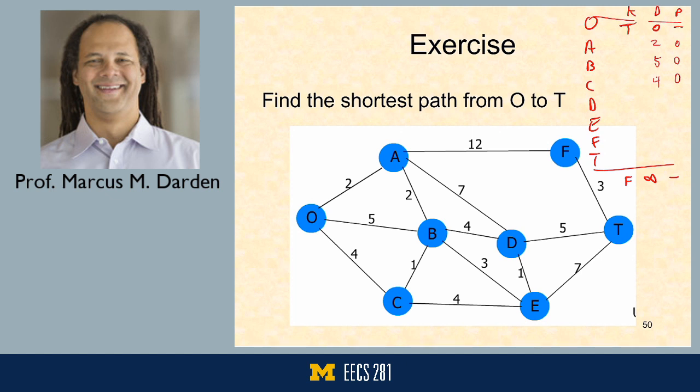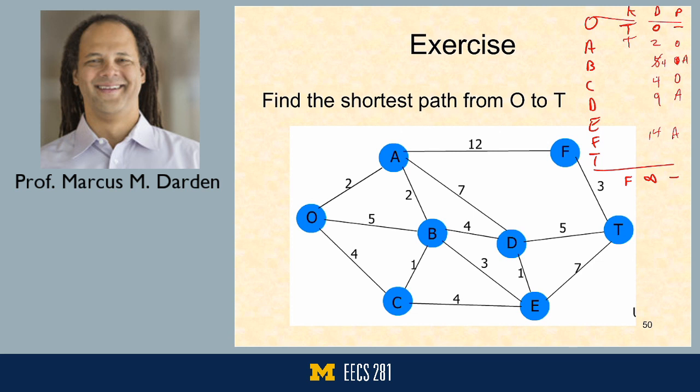That's, of course, A. So I'll mark A as true and add 2 to the source values. From A, I can get to B in 2 plus 2, which is 4, an improvement. A can also get me to D in 2 plus 7, which is 9. That's an improvement over infinity, and that comes through A. And it can also get me to F in 2 plus 12 for 14, coming through A. All right.